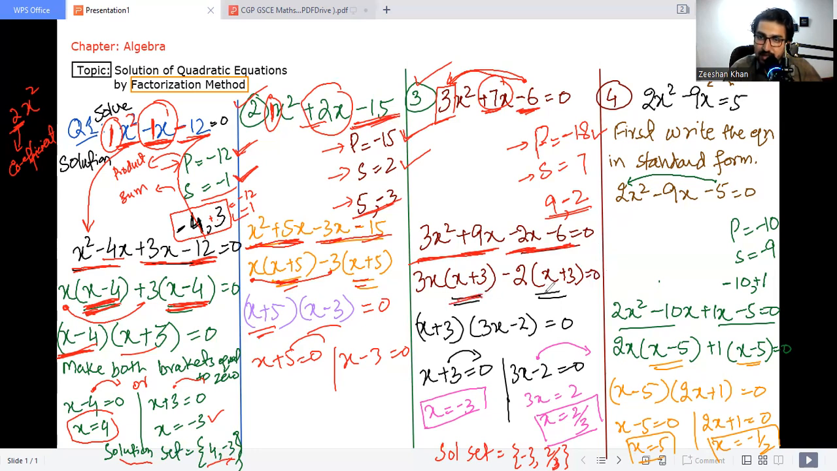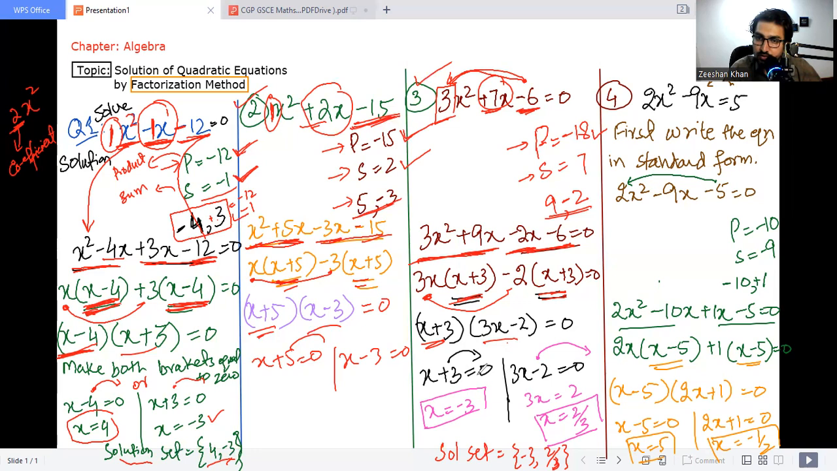Now x plus 3 and x plus 3 are both the same. So it means we are going good. We are solving it correctly. So we will write x plus 3 once, and we will write 3x minus 2 in another bracket, equal to 0. Now make both of them equal to 0 separately.